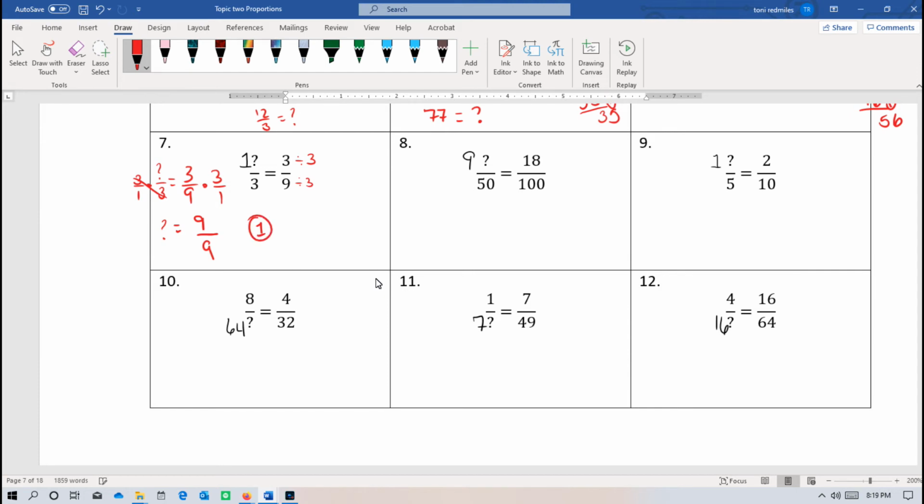All right, let's do number 8. So in number 8, I have question mark over 50 equals 18 over 100. To get the question mark by itself, I have to multiply both sides by 50 this time. All right, so let me do some quick fire math. You know what? I'm going to flip them. Because now all I have to do is multiply both numbers by 5 and drop down the 0, just like when we multiply by tens.